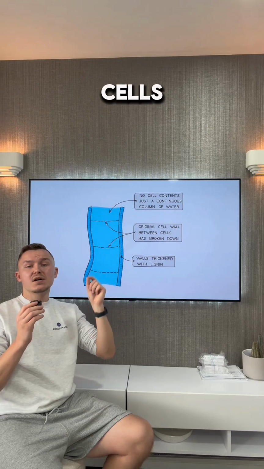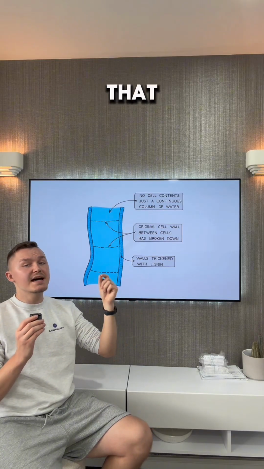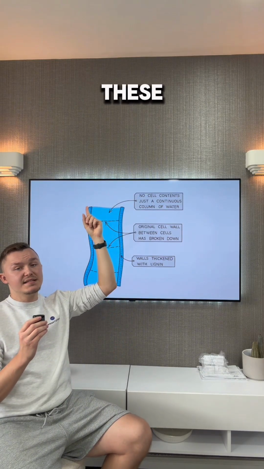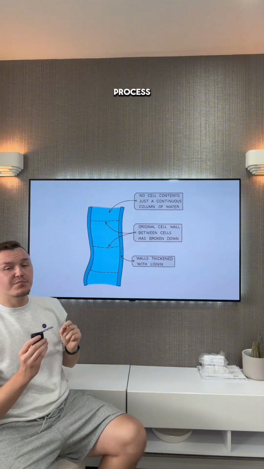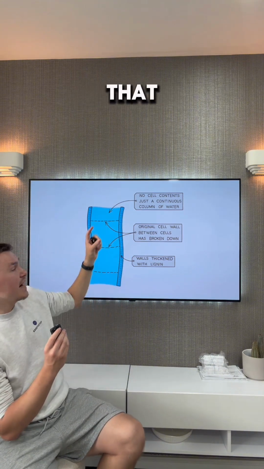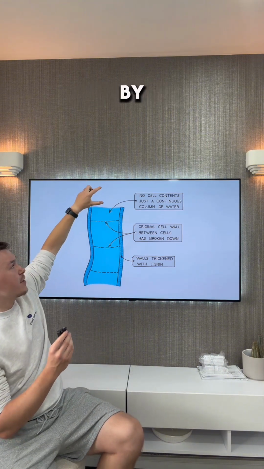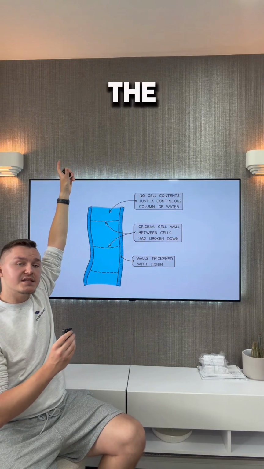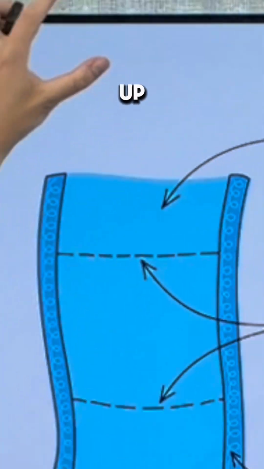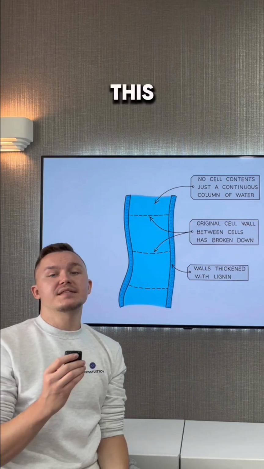Because these are dead cells, there's no mitochondria, it means that a passive process has to take these up the plant, and that passive process is osmosis. And that osmosis upwards movement is created by the water evaporating from the leaves at the top of the plant, drawing up the water and mineral ions up this xylem vessel.